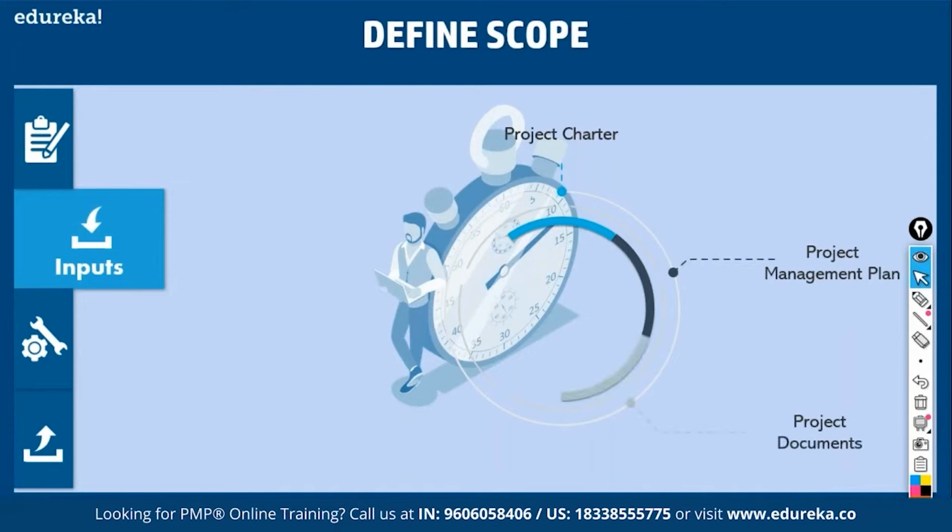Then project documents, whatever project documents are in the inputs here. There is a document called the assumptions log. This assumptions log contains two things. Number one, constraints. What are constraints? Constraints are limiting factors. You cannot ignore them. For example, budget is a constraint. Schedule is a constraint. Quality criteria is a constraint. You cannot violate them.